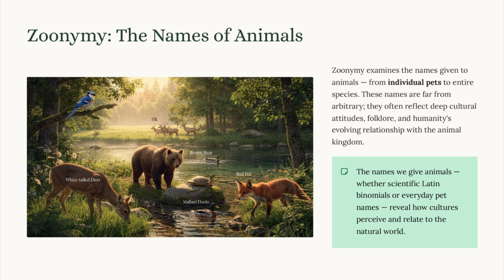Scientific names reflect classification and taxonomy, while common names often reveal emotion, tradition, and everyday perception. Zoonymy shows us that naming animals is also a way of expressing how a culture understands nature. In other words, the names we give animals reveal not only what we see in them, but also what we value in the natural world.